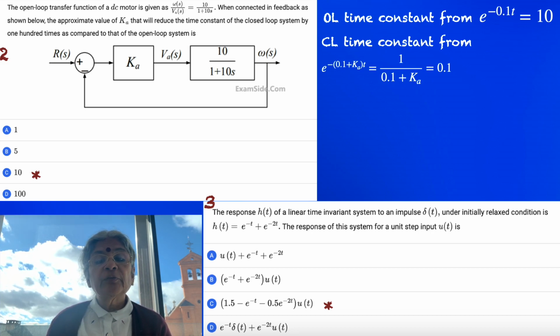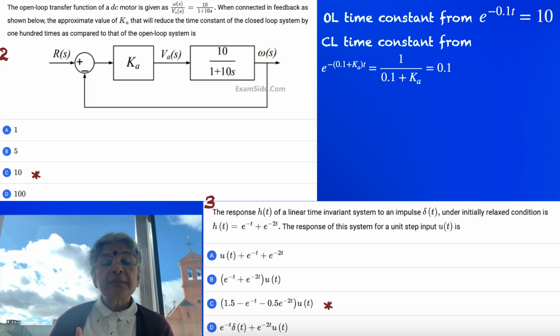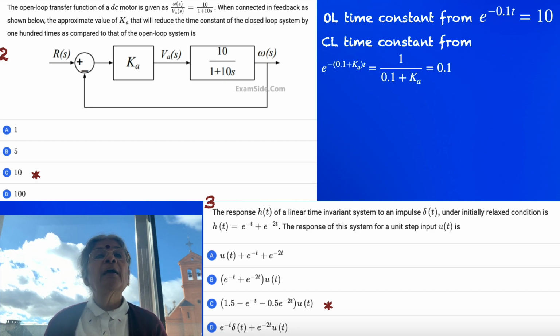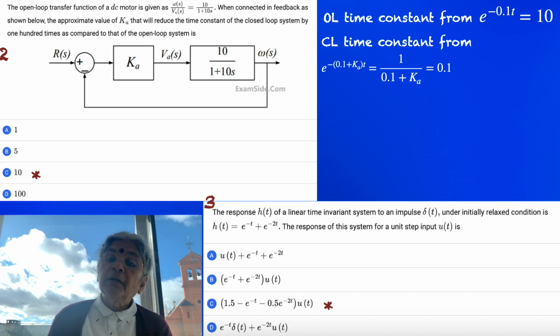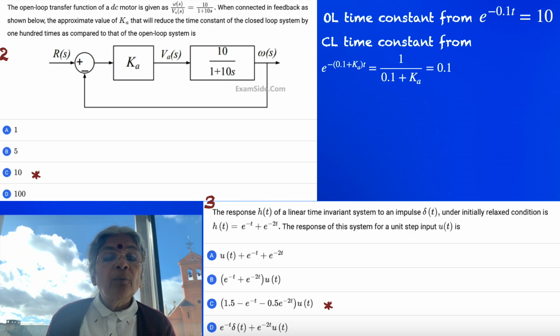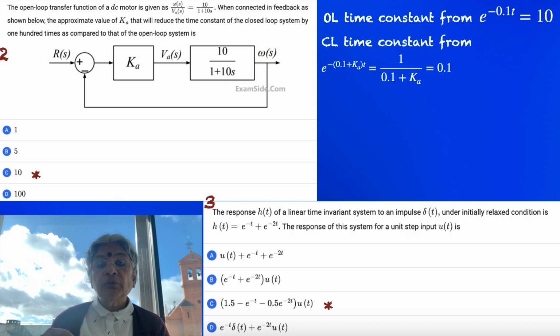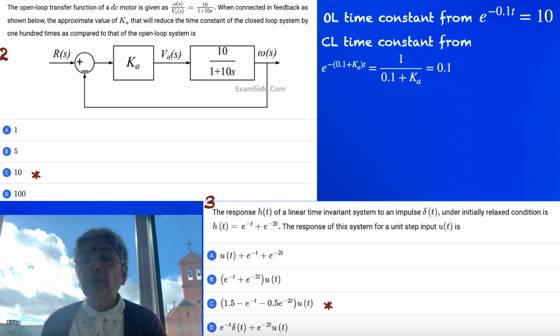So the closed loop transfer function becomes Ka divided by s plus 0.1 plus Ka. Hence the exponential is now going to be e raised to minus (0.1 plus Ka)t, and so the time constant is going to be the reciprocal of 0.1 plus Ka, and this has to be 100 times smaller. The closed loop system has to be 1 by 100th of whatever was available for the open loop system. So 10 divided by 100 is equal to 0.1.